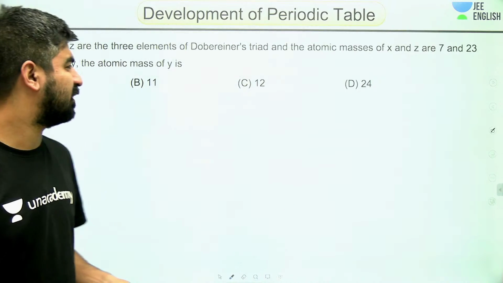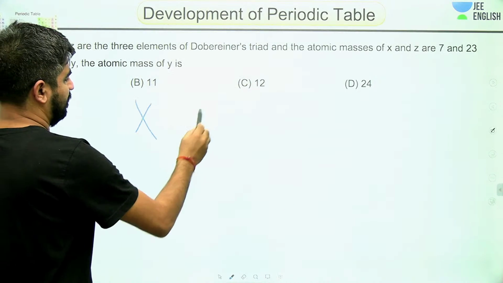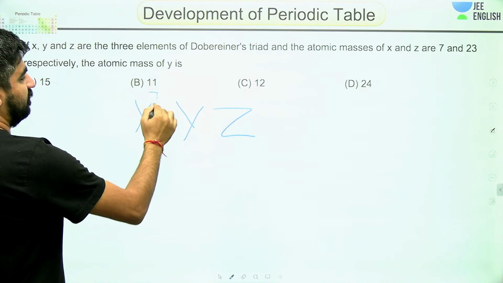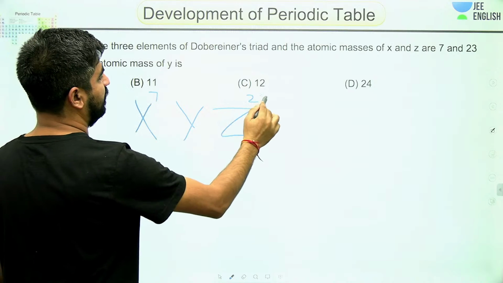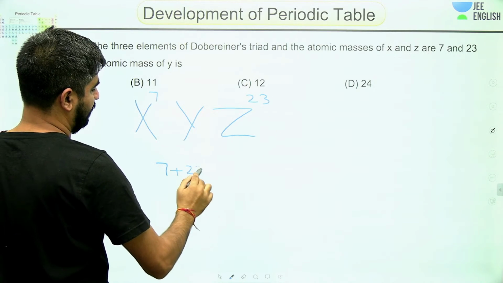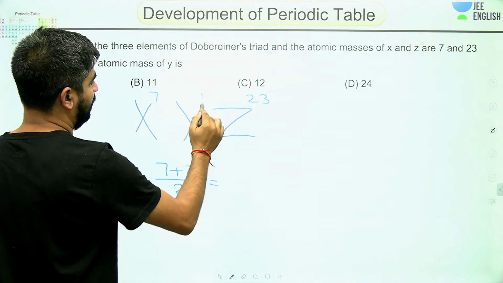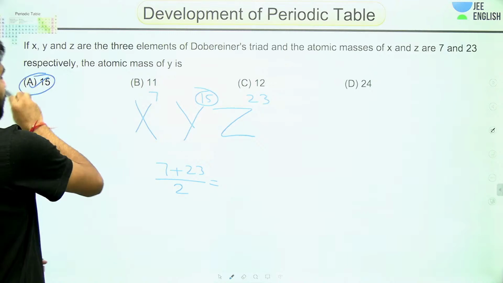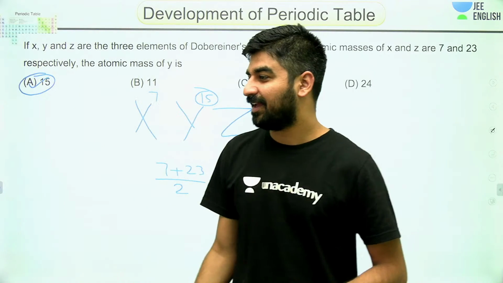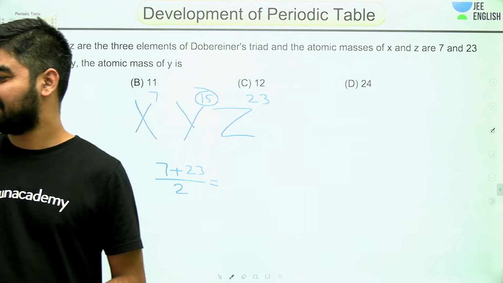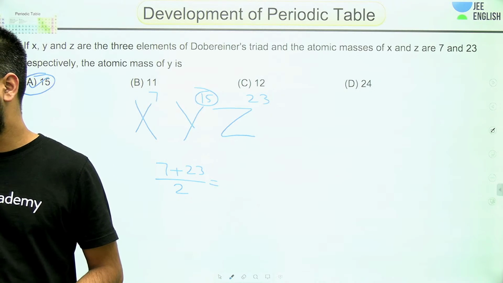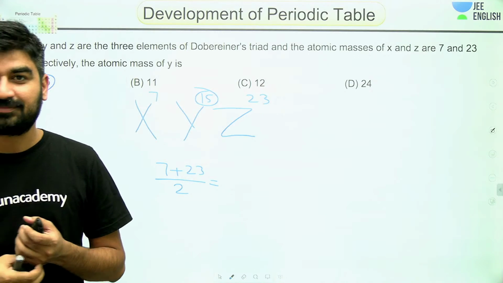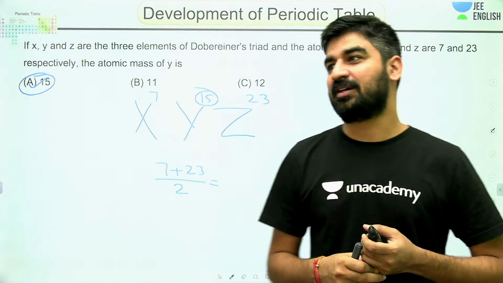Again, a simple problem on arithmetic mean. We have X, Y and Z. X is 7, Z is 23. So 7 plus 23 by 2 would be 15. Got it, guys? So A will be your answer. Yes, Arvinder, you are right. So A will be your answer, guys.